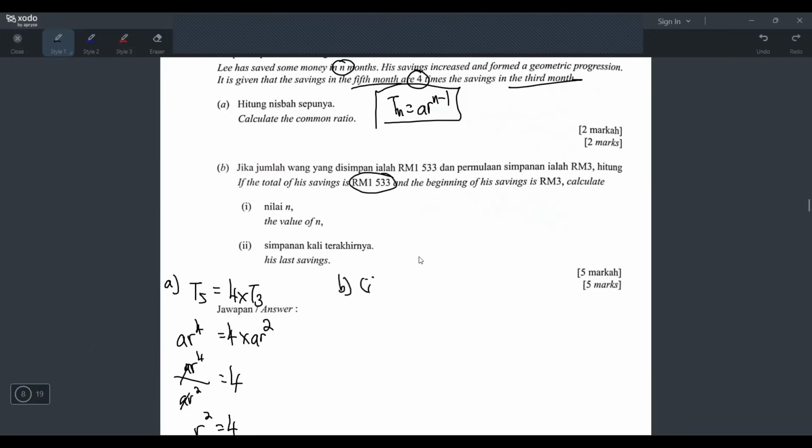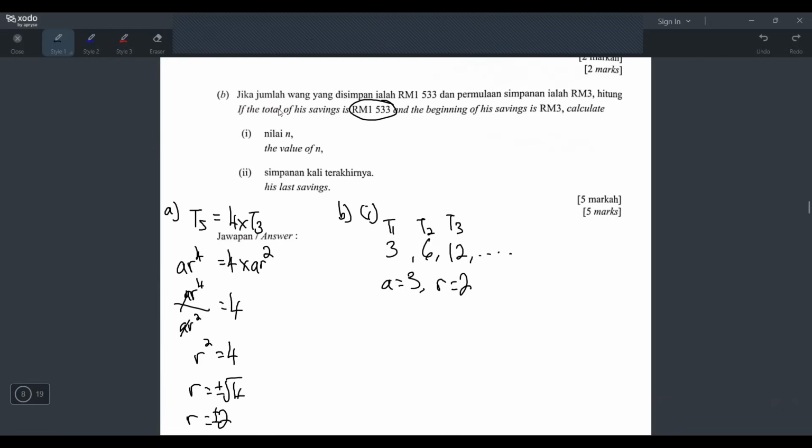So we now know the first term, because the beginning is 3, right? So I can call this T1. T2 will be 6. And then T3 will be 12. Wait, right: 3 times 2, 6 times 2, 12, yes. Because R is 2, right? So the first term A is 3, R is 2. Every time you times 2, times 2, times 2. And now they say the total of his savings is 1533. Total of his savings, so there's the word here, right? Total. So instead of using Tn, you have to write Sn. So Sn equals 1533. And now they say find the value of n.